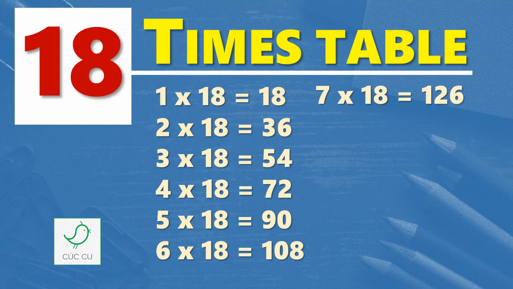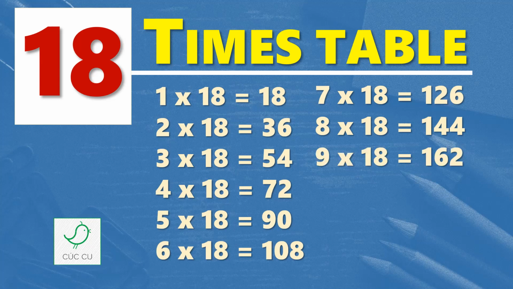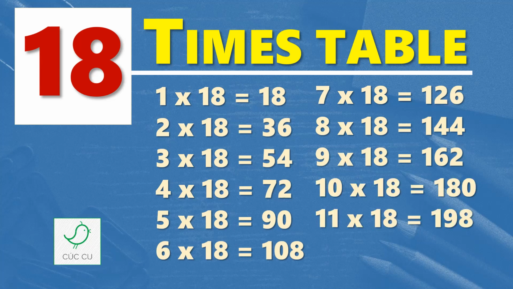7 times 18 are 126. 8 times 18 are 144. 9 times 18 are 162. 10 times 18 are 180. 11 times 18 are 198. 12 times 18 are 216.